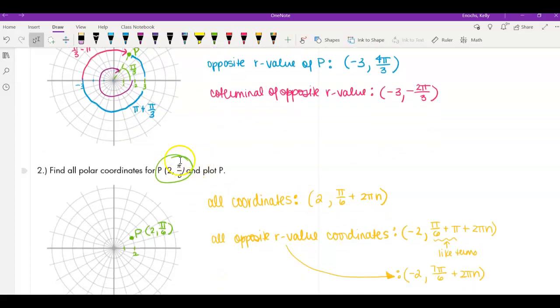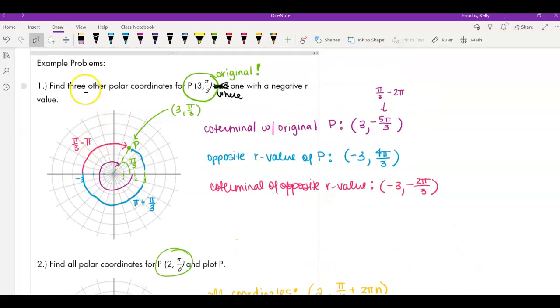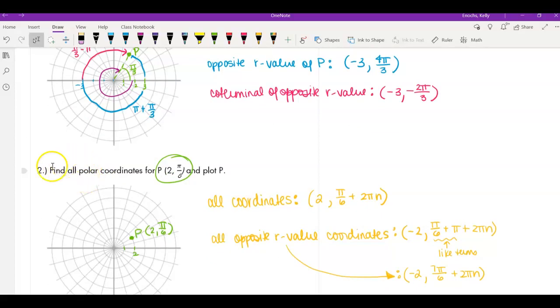All right, let's talk about finding all the polars. Notice this one just gave you a number of polar coordinates to find, 3, 4, 2, whatever. If it asked for all, then that's when you know you have to throw this n in there to stand for any integer, which means it could happen again and again and again.